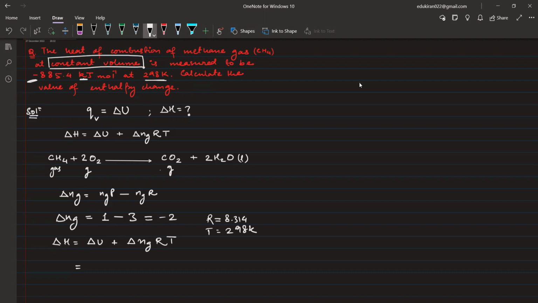What value did you get for this? Just a second. Is there some mistake in the calculation? Because 2 into 8.314 into 298 is equal to 4955.14. Sorry? So it's minus 4,955.14. No, that is correct.